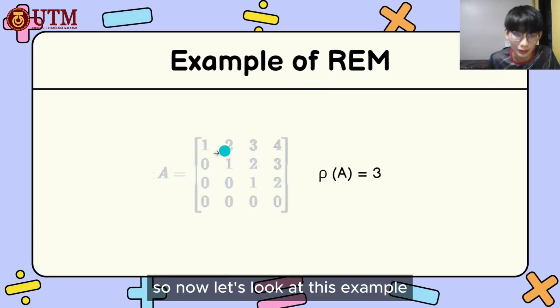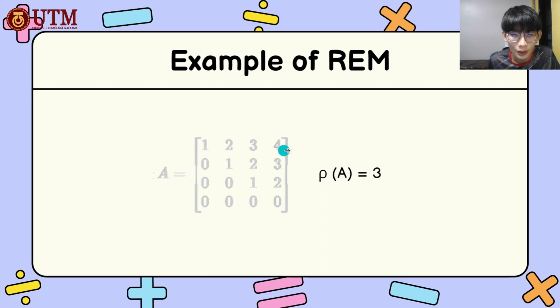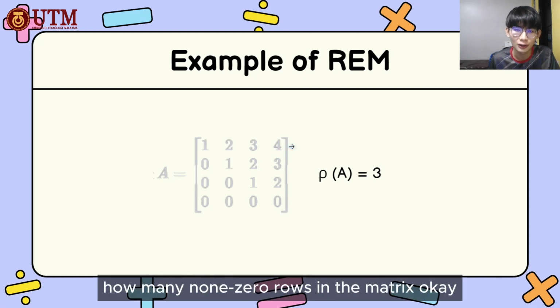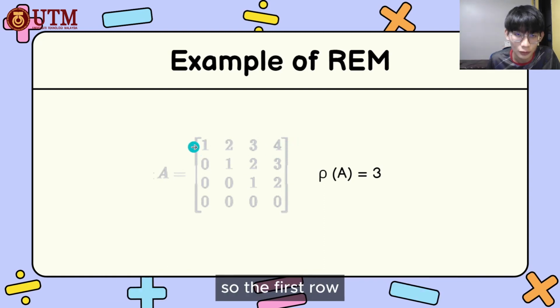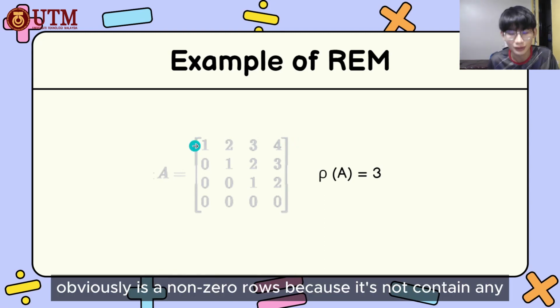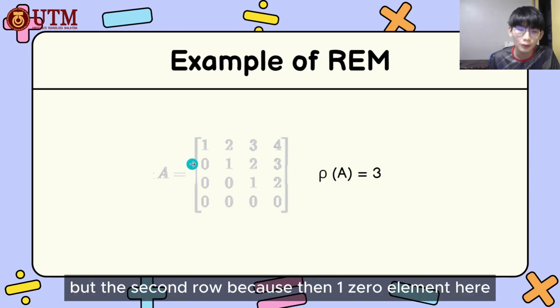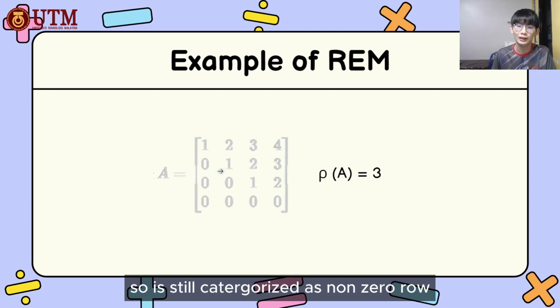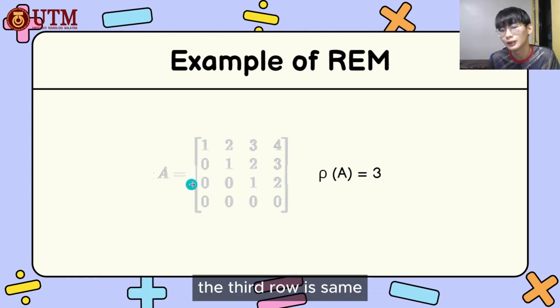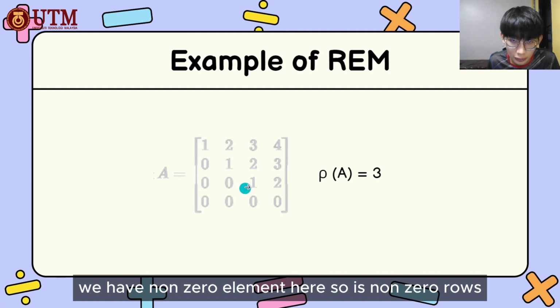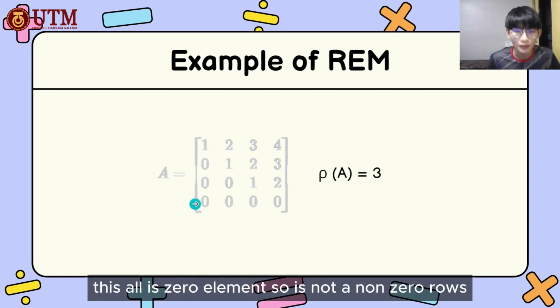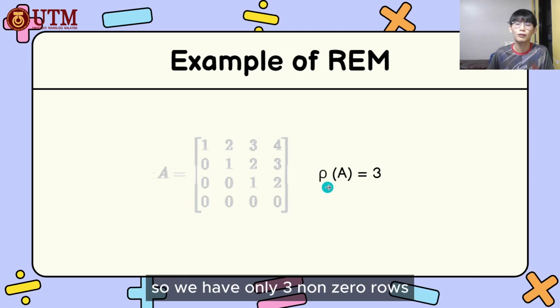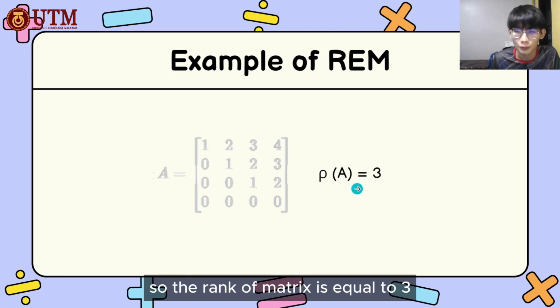Now let's look at this example. We are given the matrix A. We need to calculate how many non-zero rows there are in the matrix. The first row obviously is a non-zero row because it does not contain any zero element. The second row contains one zero element here, but it is still categorized as a non-zero row because we have a non-zero element here. The third row has a non-zero element here, so it is a non-zero row. But the last row is all zero elements, so it is not a non-zero row. So we have only 3 non-zero rows, so the rank of the matrix is equal to 3.